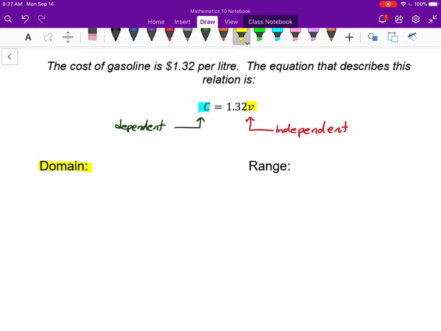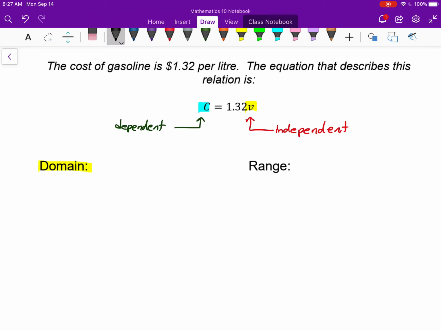In this case, I don't have a table, I just have an equation. But V can be pretty much any number. It's how much gasoline we're buying. It could be 1 liter, 2 liters, 10.6 liters. The main thing that volume cannot be is negative. You can't buy negative liters of gasoline. And so the domain is anything greater than or equal to 0.